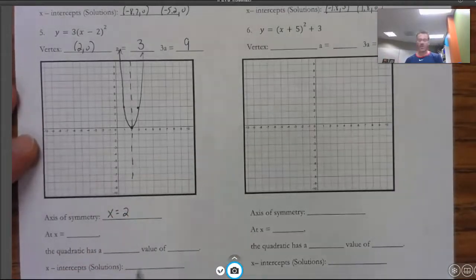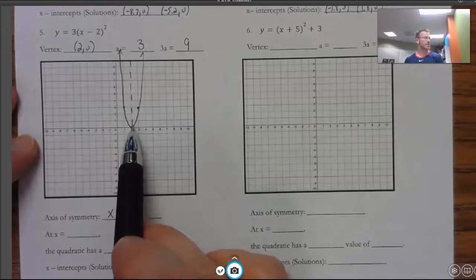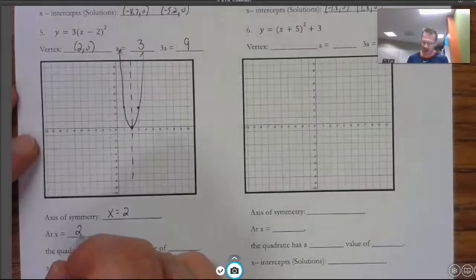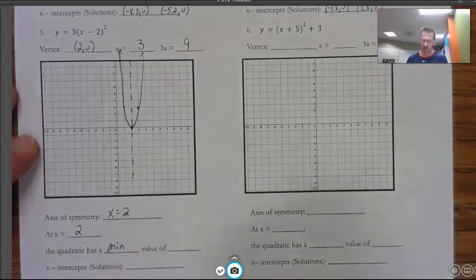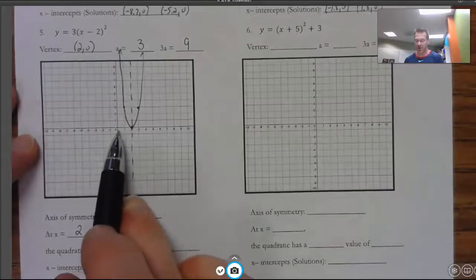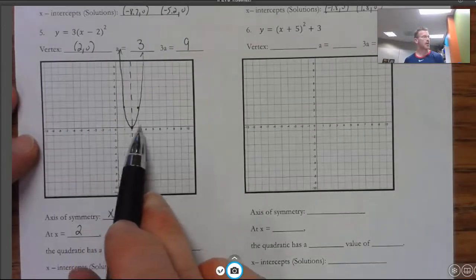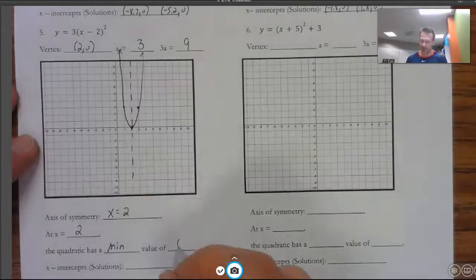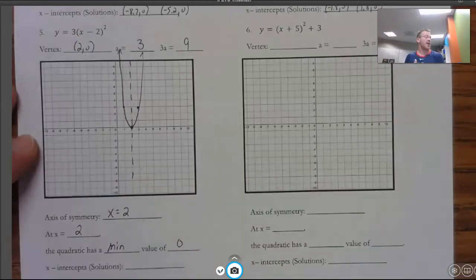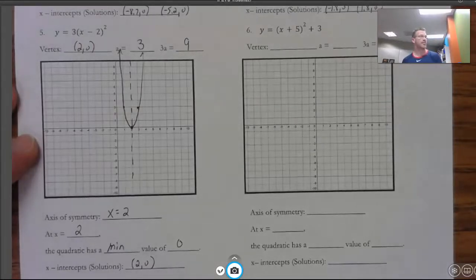That also tells me where my vertex is. And once again, I can see this is a minimum value. So at x equals 2, this quadratic has a minimum value of 0, the smallest it gets. It doesn't get below the x-axis. And notice I only have one x-intercept, and it's a nice, pretty integer answer this time, just 2, 0.